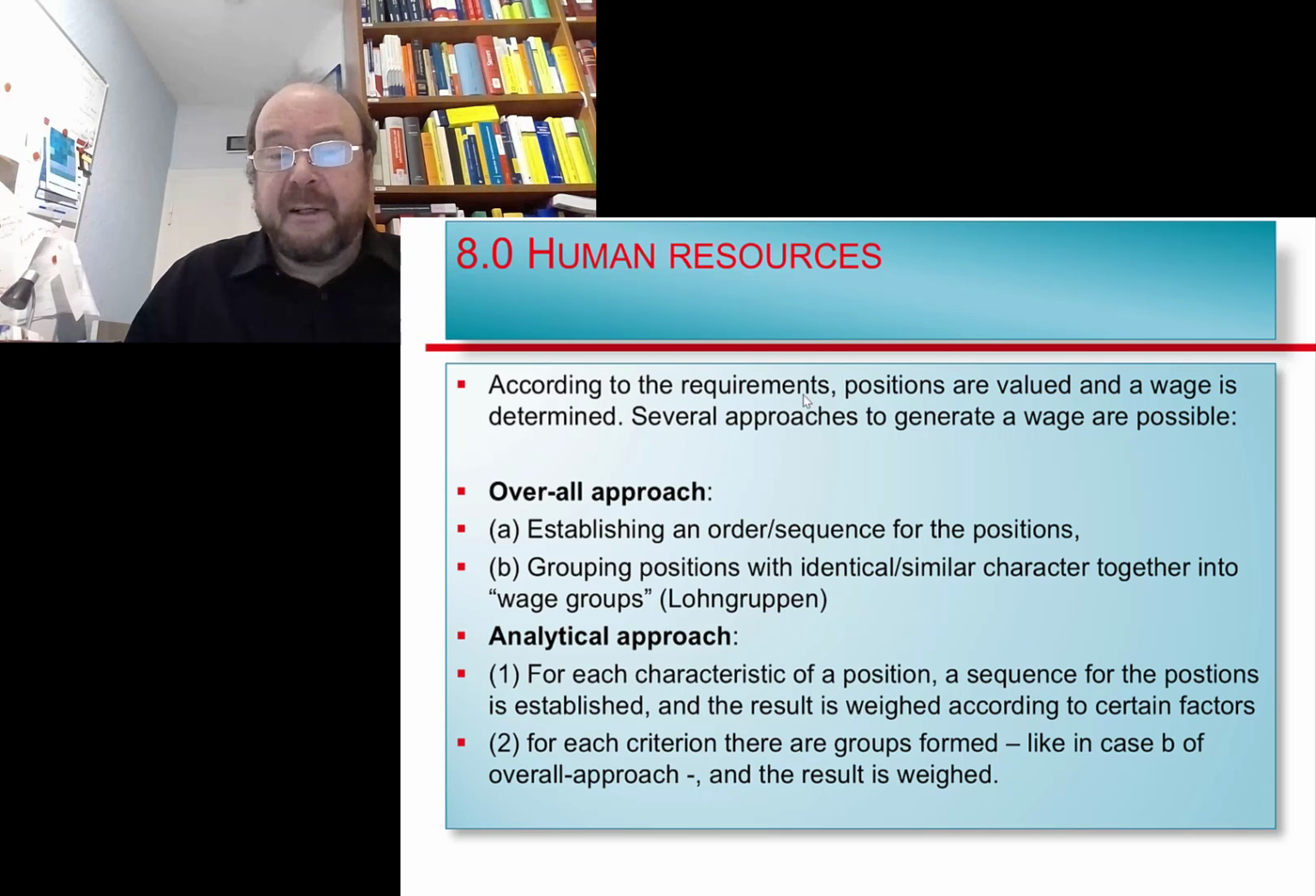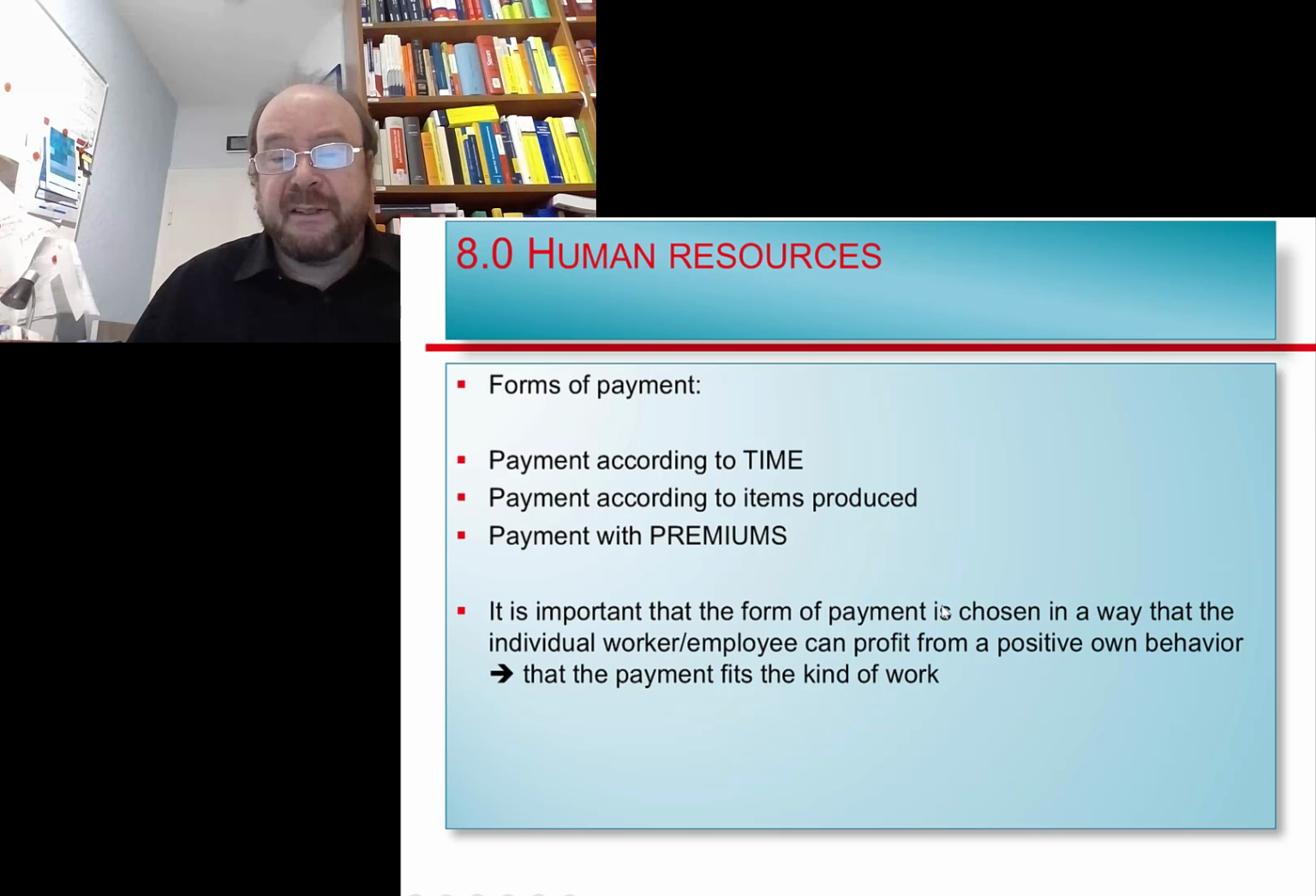compare. Either you make a kind of an overall approach that you list, make a kind of sequence for the positions, and then group similar positions together in wage groups, that you say certain things from my perspective have comparable qualifications, requirements, and working conditions, and so that justifies to treat them equally. Or you make an analytical approach where you, for example, have a kind of a scorecard for every aspect, and add up the scores and find a sequence or a ranking for positions in such a way.